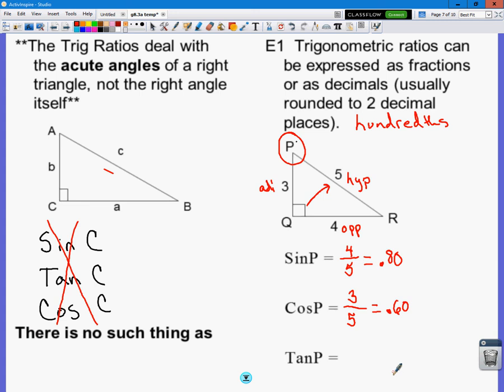Tangent of P. That would be opposite over adjacent. 4 over what? 4 over 3. So it's 1.33. And we're going to round to the nearest hundredth.